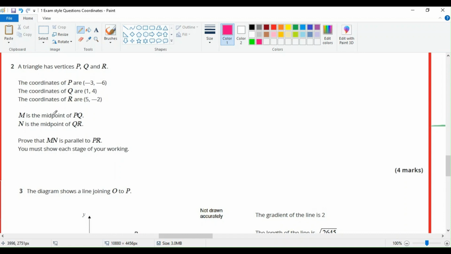Okay, fine. So first of all, the midpoint of PQ. That means it is minus 3 plus 1 over 2, and minus 6 plus 4 over 2. This is giving us minus 2 over 2, and this is giving us negative 2 over 2. That means this is negative 1, and negative 1 is the midpoint of PQ. So the answer for this one is minus 1, minus 1 is the midpoint of PQ.